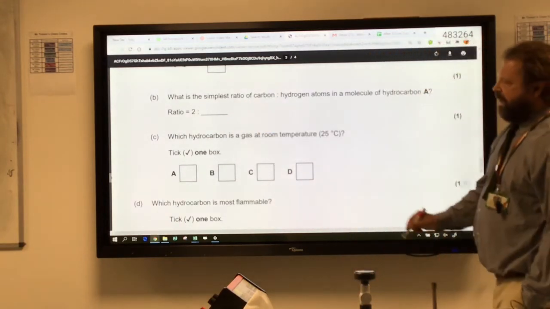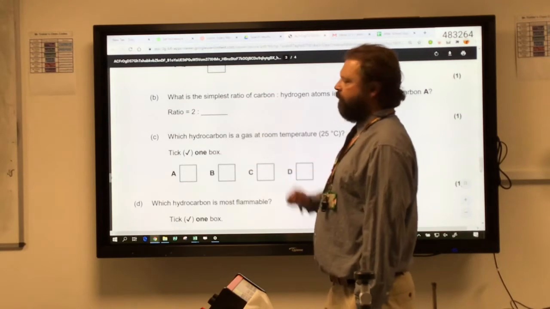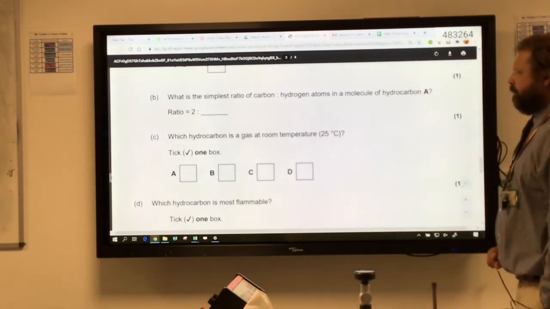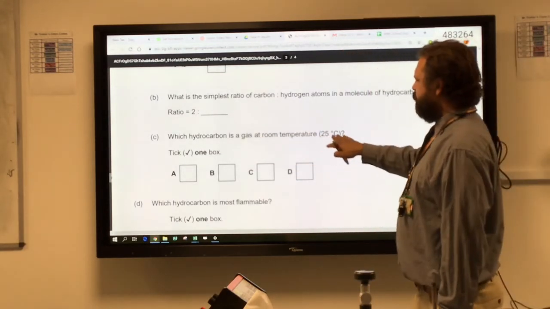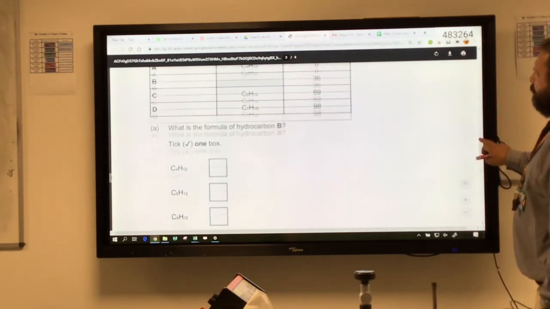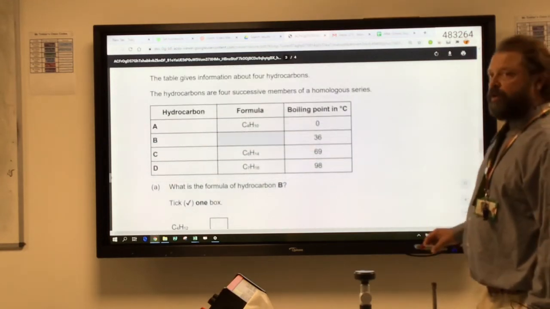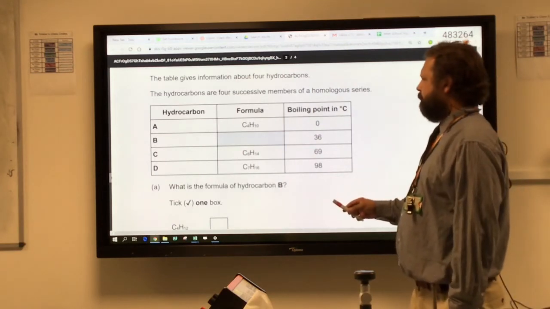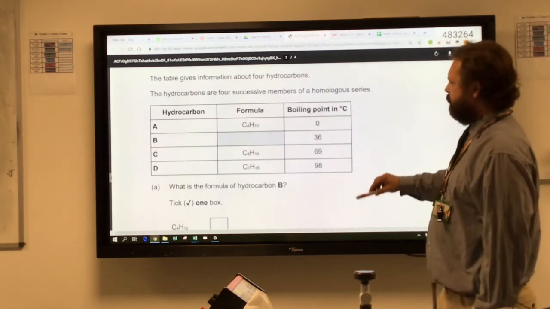Okay, the simplest ratio, 2 to 5. Which hydrocarbon is a gas? Think what this means. If you're a gas, it means you've already boiled. It's telling you that the room temperature is 25. And so we go back and we look at these boiling points. Which one would be a gas at room temperature? It's the one that's boiled.